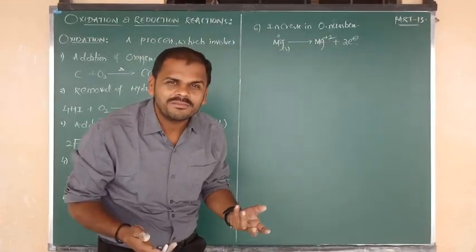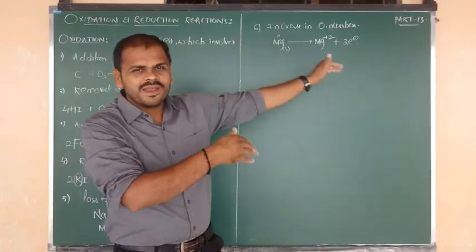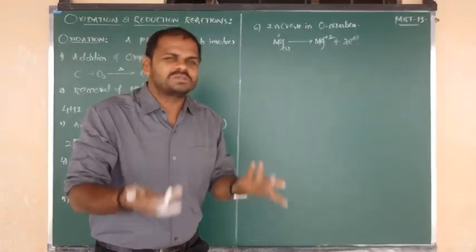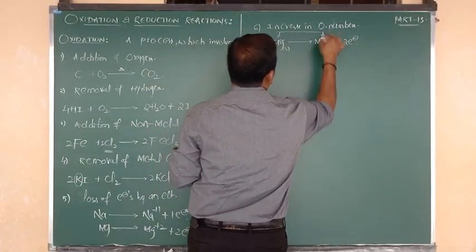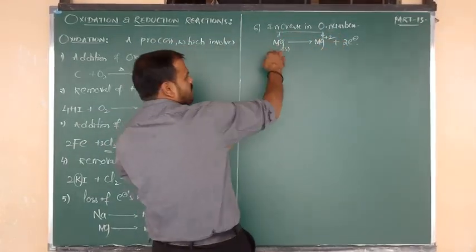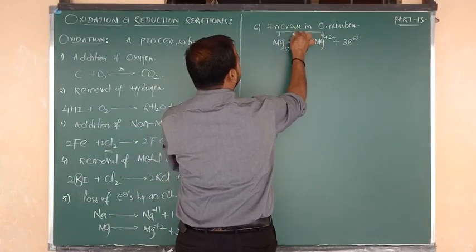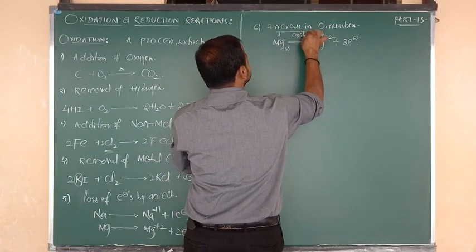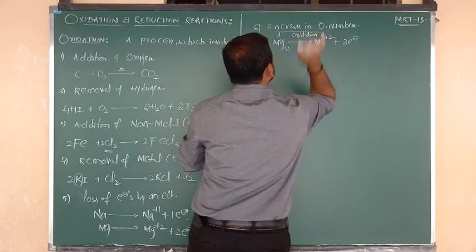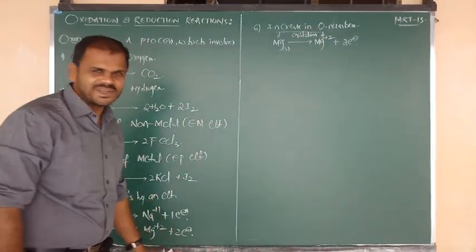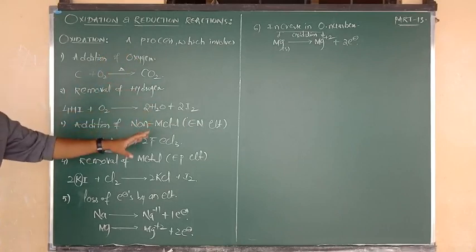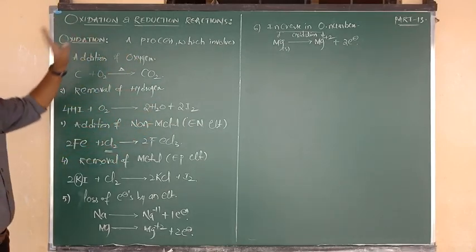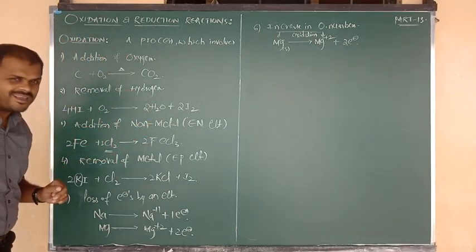So what happened here, beta? From reactant to product, the oxidation number increases. How? 0 becomes 2. So the process in which the oxidation number increases is known as the oxidation process. In this way, in six different manners, we can define oxidation. I hope you understand all clearly.